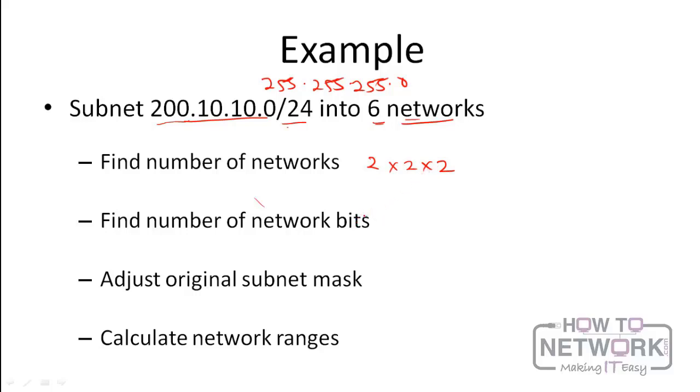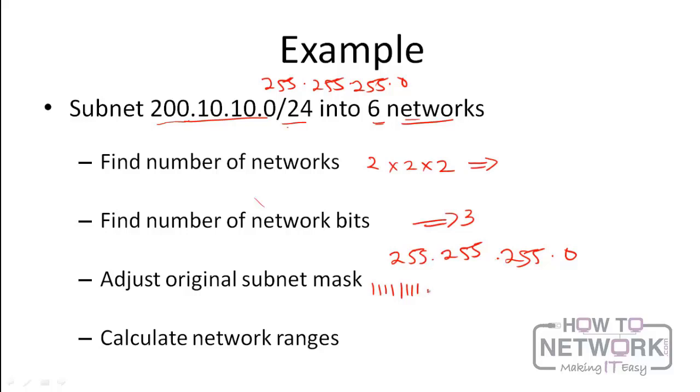The next thing we want to do is to find the number of network bits. And the way to do that is to count the number of 2s that we have, and that's 3. So our network bits would be 3. And then that would tell us how to adjust our subnet mask. So our initial subnet mask was 255.255.255.0.